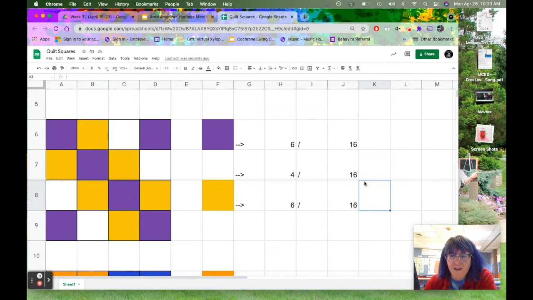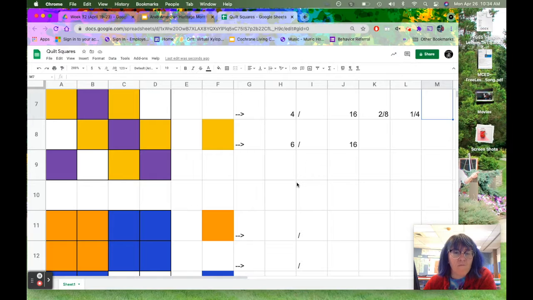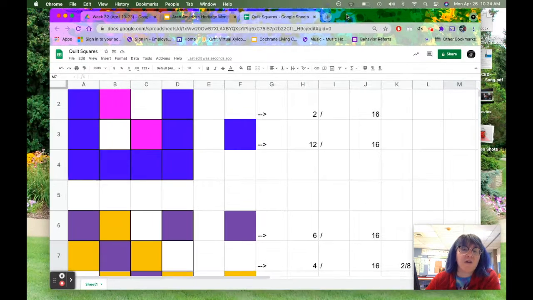But if you're in 4th or 5th grade, you might know that 4/16 is the same as 2/8, or the same as 1/4. Ooh, interesting. All right, we won't do that last one.